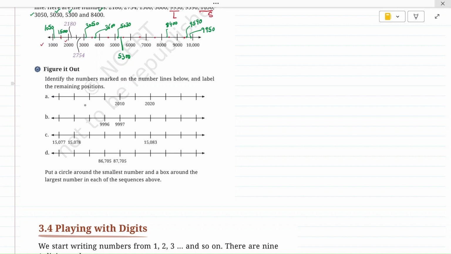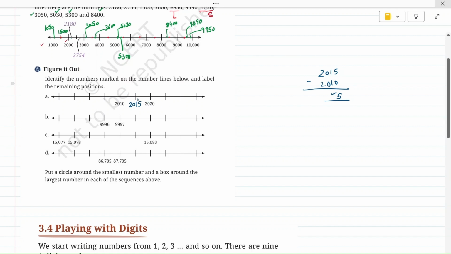Okay, so let us start. The A part. In the A part, we are given 2010 here and 2020 here. And in between also there is one number. So this is very easy. This is in the midpoint of these two numbers. So this is 10, this is 20, this will be 15. So I am marking this as 2015. Okay, so that means the numbers are marked in the interval of 5, because if we subtract 2010 from 2015, it will give a difference of 5. So the intervals are 5.